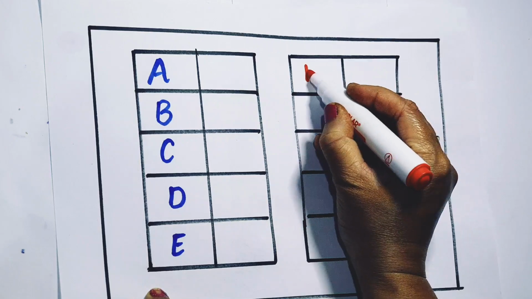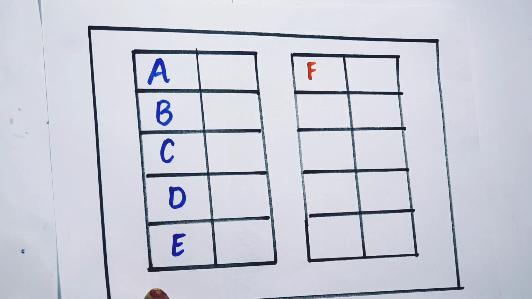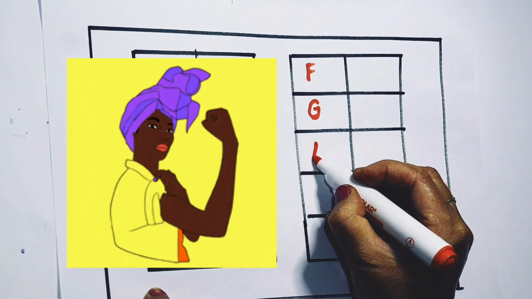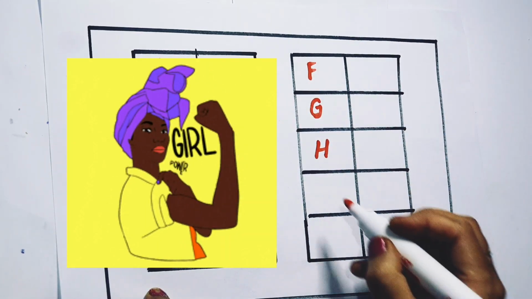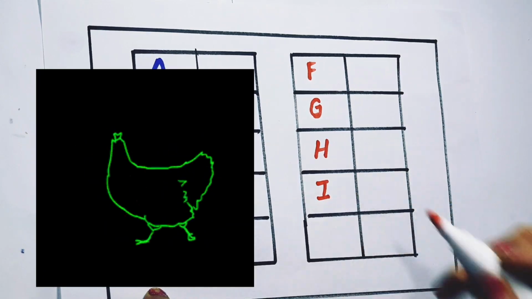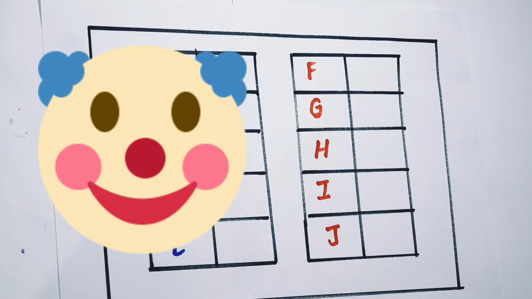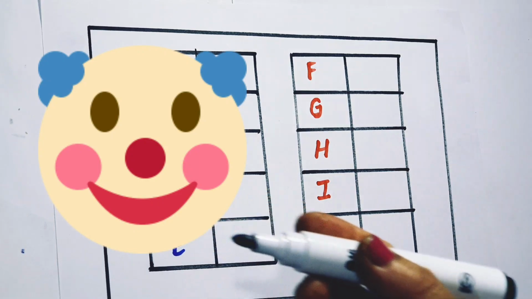Red color. F. F for fish. G. G for girl. H. H for hen. I for inkpot. J. J for joker.